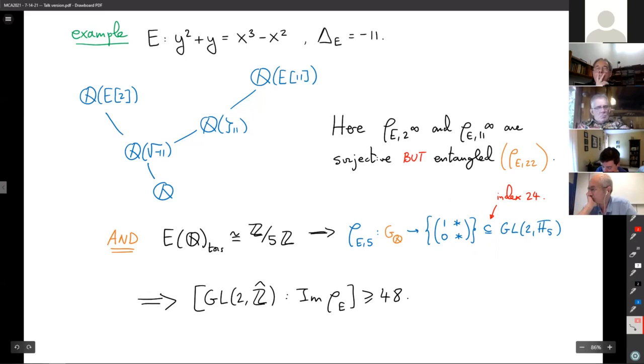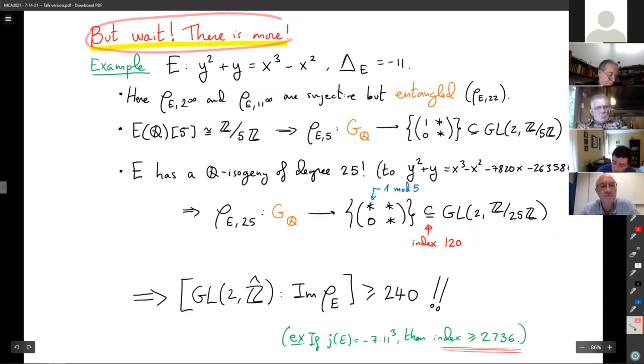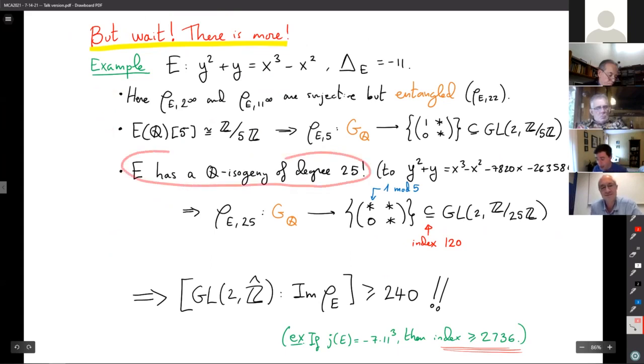So the index of the adelic representation from this problem has a factor of 2, and from this other problem has a factor of 24. So the index is at least 48. But there are more problems for this particular elliptic curve. Besides what we've already seen, this elliptic curve has an isogeny, a map to another elliptic curve, of degree 25.